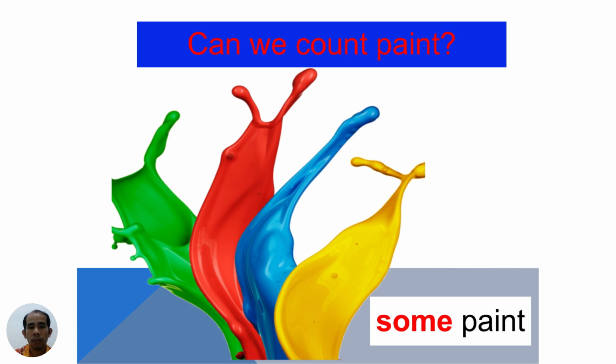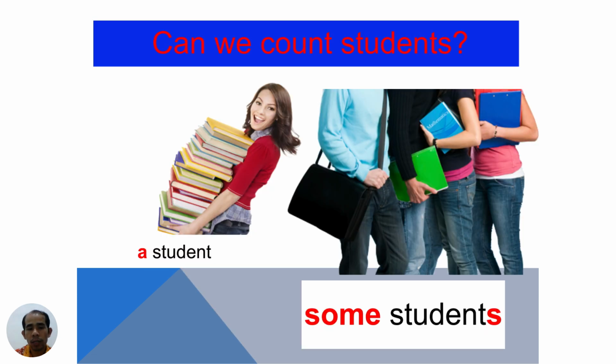Now, paint. Can we count paint? No, we cannot count it with our hand or our finger, but we count it with the quantifier or with the measurement. Example, a box of paint or some paint. Next, can we count student? Of course, yes. A student, some students in this class. How many students are in this class? There are 28 students or 30 students. So we can count with our fingers.